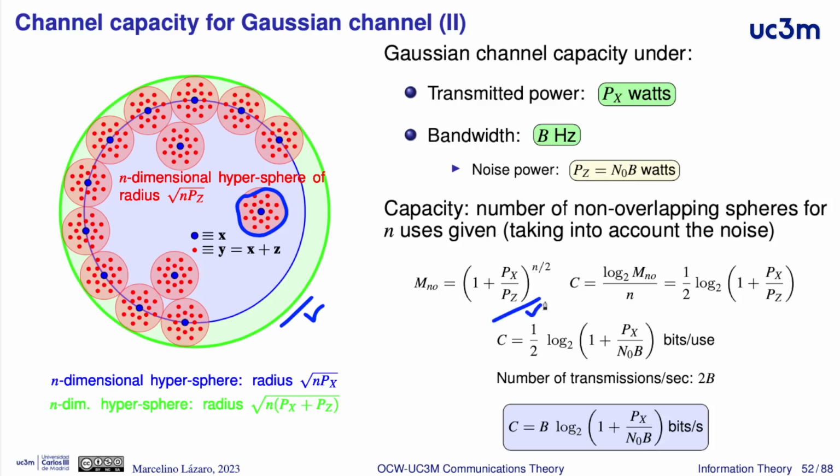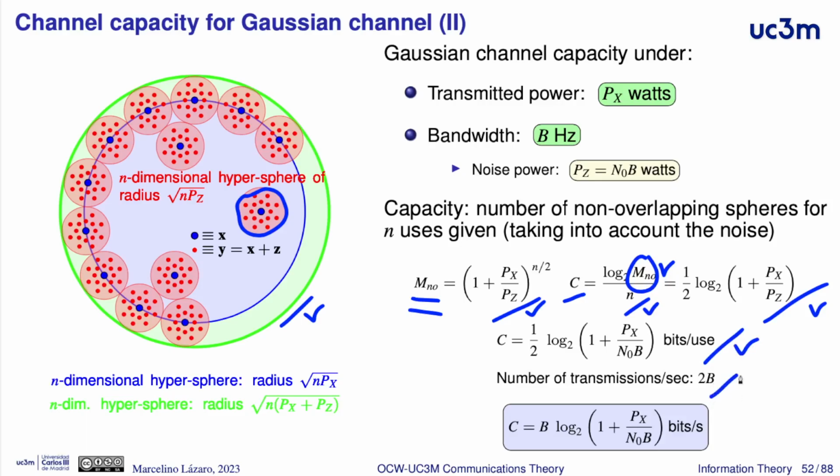This is a very simple trigonometric system. This is the number of non-overlapping spheres in the green hypersphere. Then the channel capacity is the logarithm in base 2 of this number of non-overlapping spheres. This is the number of bits that we can transmit divided by the number of uses of the channel, the number of samples. It's straightforward to obtain this expression if we replace here the expression for the number of non-overlapping spheres. And this is the channel capacity in bits per use.